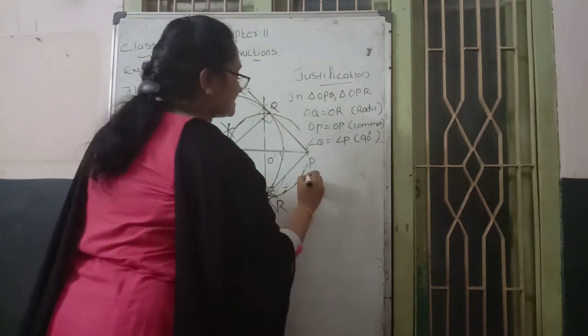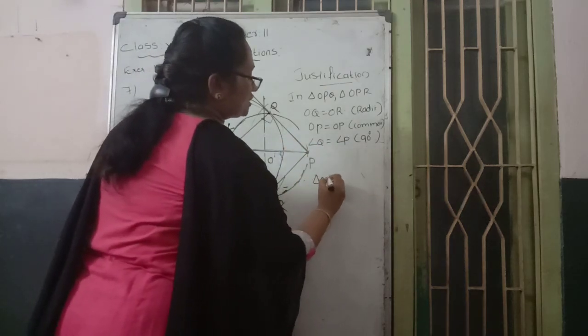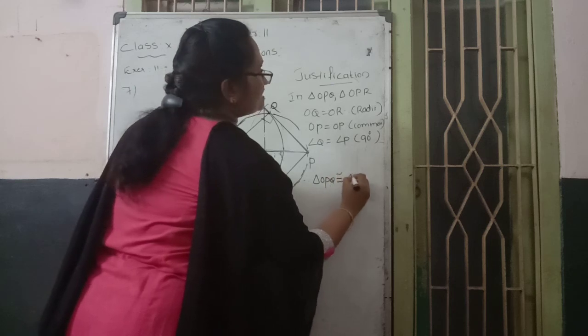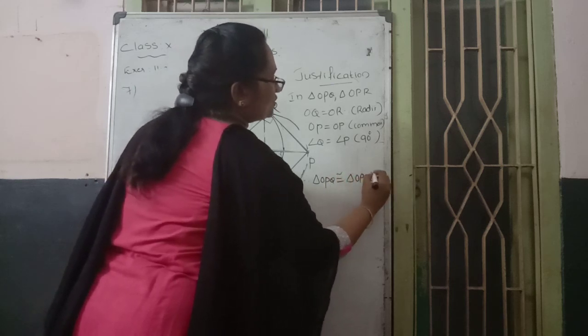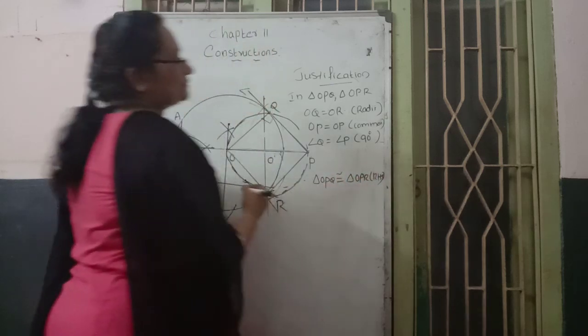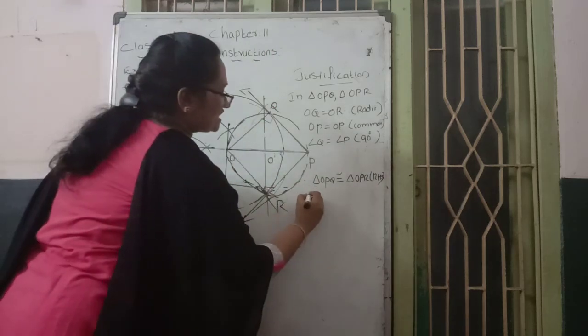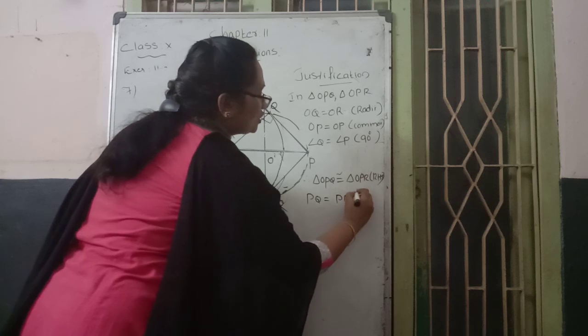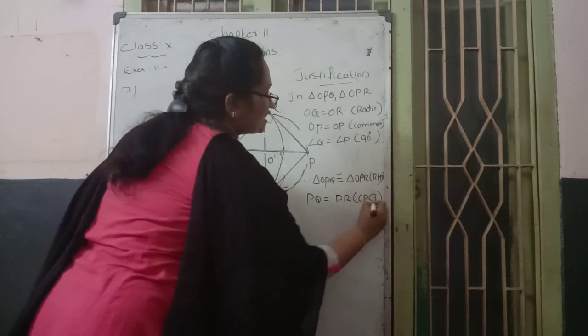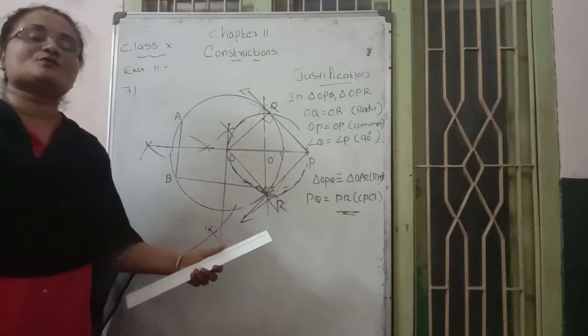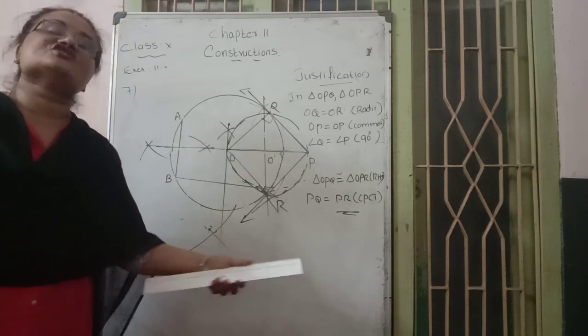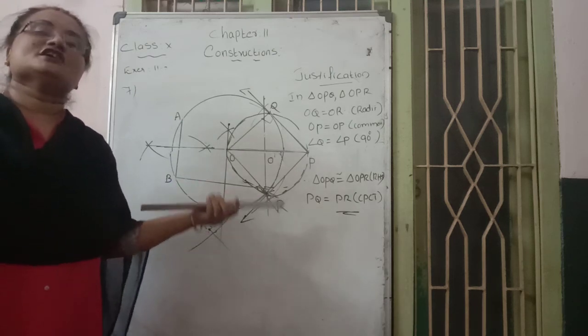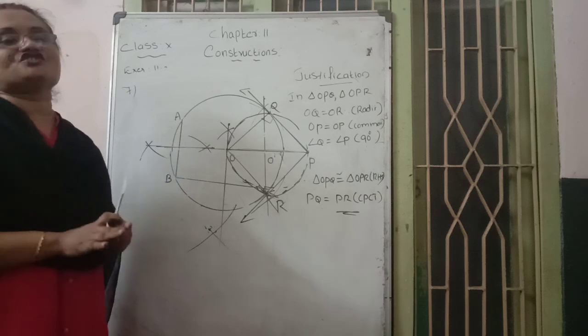That's why we can say triangle OPQ is congruent to triangle OPR by the RHS property. By CPCT, we can say PQ and PR are equal. What about PQ and PR? They are the tangents. Both of them are equal. Hence we prove the justification also.